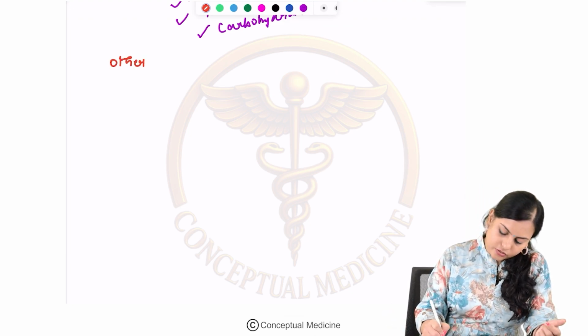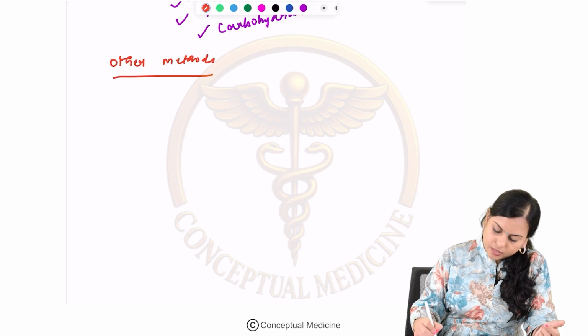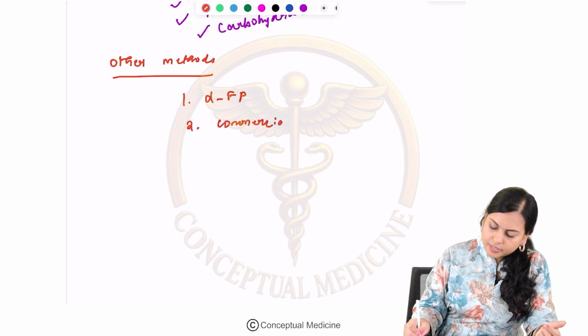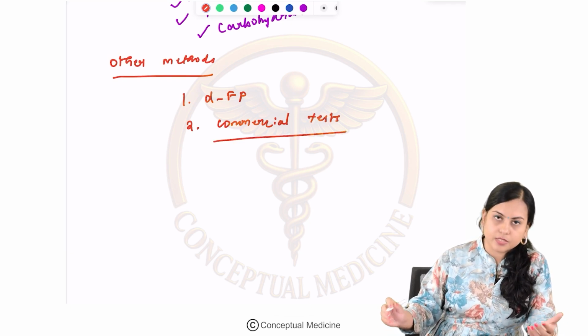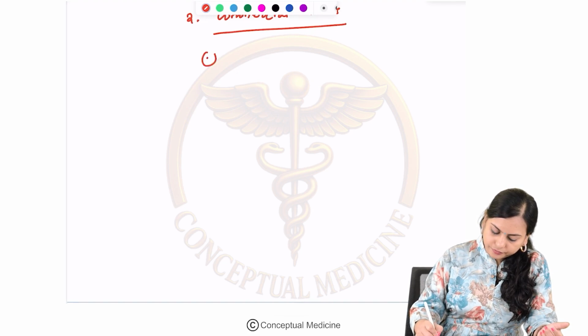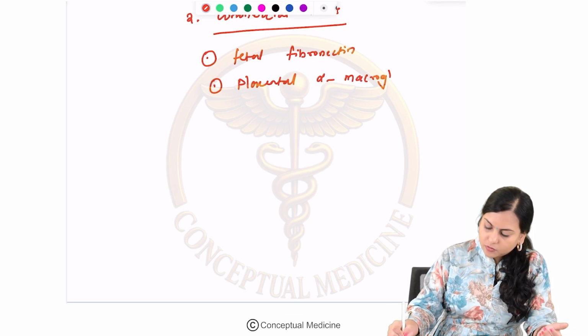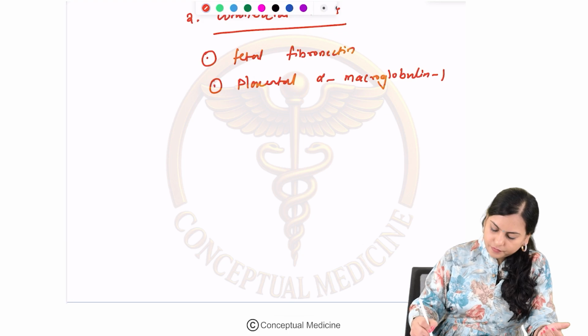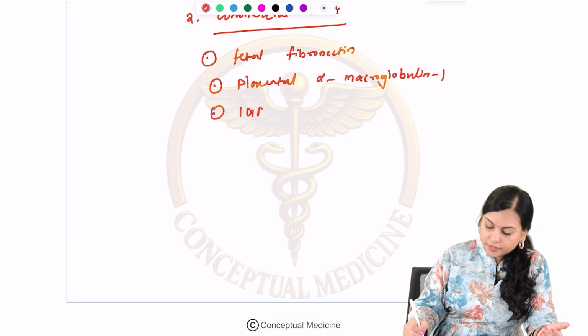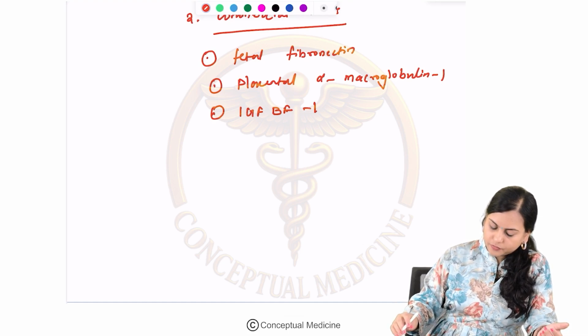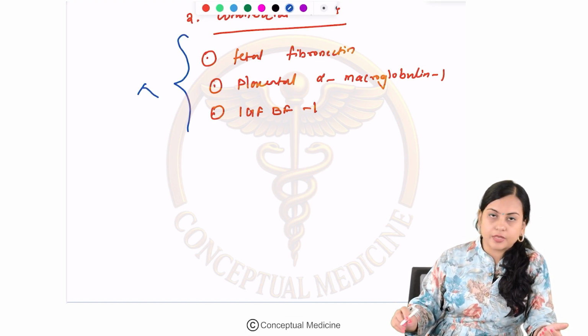Now, what are the other methods for detection of amniotic fluid? So, other methods of detection of amniotic fluid include: number 1, detection of alpha fetoprotein. Number 2, there are commercial tests available which are going to detect various substances present in the amniotic fluid, including fetal fibronectin, placental alpha macroglobulin 1, and then insulin like growth factor binding protein 1. Okay. But these tests are not available in India.